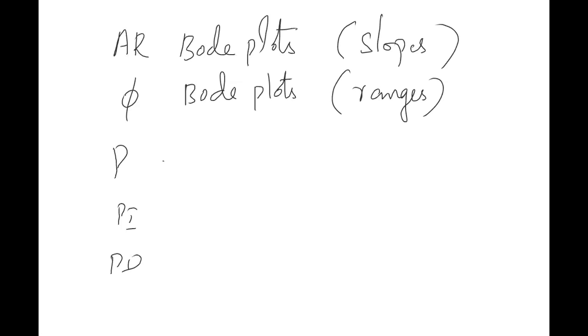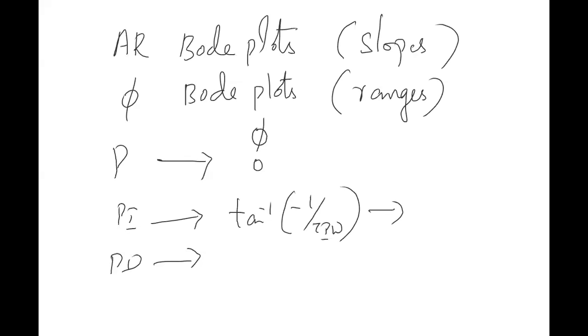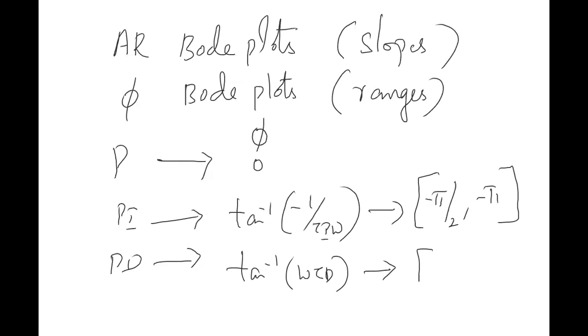what are the ranges? For proportional controller, what is the phase angle? 0, there is no range. For PI controller, what is the phase angle? Tan inverse of minus 1 by tau I omega. So what is the range? When omega is 0, it is minus pi by 2. When omega is equal to infinity, it becomes 0. So the range is minus pi by 2 to 0. For proportional derivative controller, omega tau D. When omega is 0, 0. When omega is infinity, pi by 2. So this is how you find the ranges.